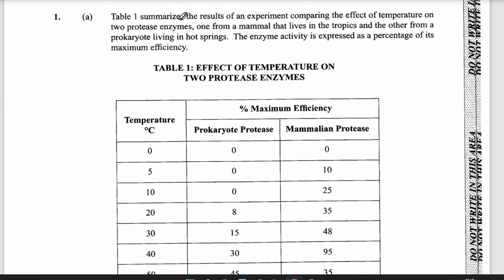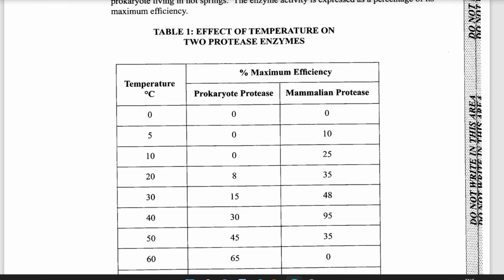Table 1 summarizes the results of an experiment comparing the effect of temperature on two protease enzymes that break down proteins. One from a mammal that lives in the tropics and the other from a prokaryote living in hot springs. Remember, a prokaryote is a very simple unicellular organism that doesn't really have a true nucleus. The enzyme activity is expressed as a percentage of its maximum efficiency.